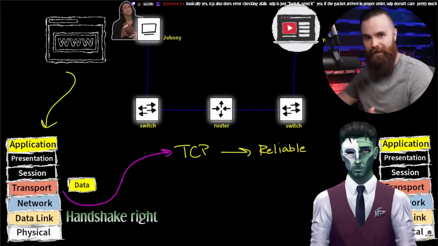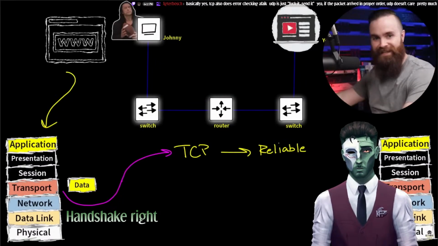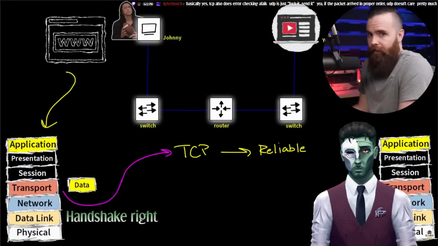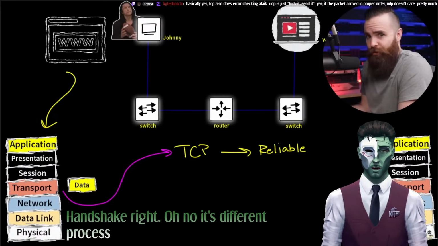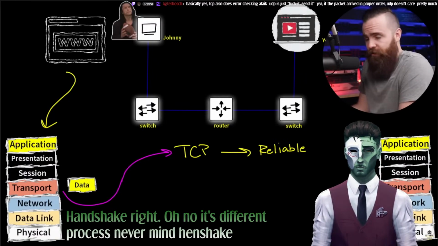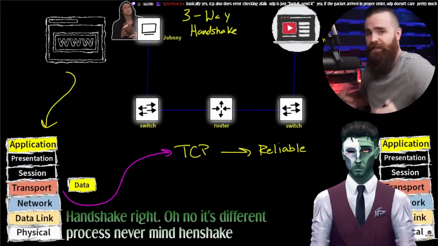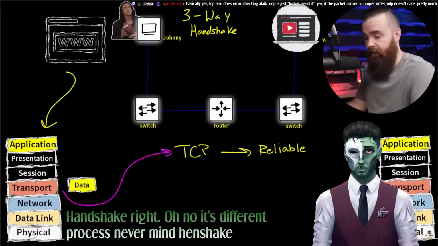And another reason that TCP is reliable is that before we even begin to send data to each other, we have to get to know each other first. So YouTube will go, hey, oh no, it's a different process. Never mind. I have to make sure we're friends first. Let's do a 3-way handshake. And that's what it's called. The TCP 3-way handshake, which is all about setting up that connection before we start exchanging data, which works like this.